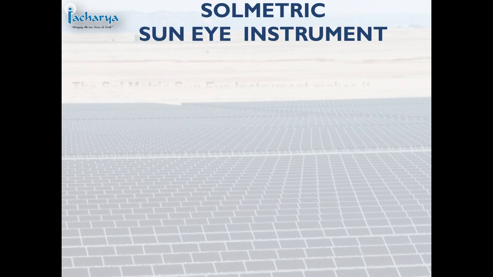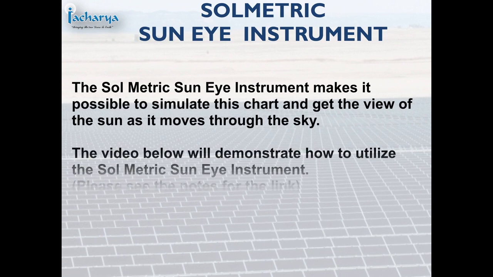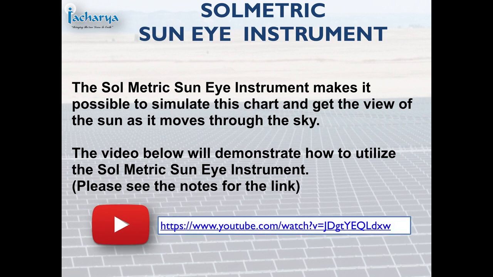Solmetric Sun Eye instrument. The Solmetric Sun Eye instrument makes it possible to simulate this chart and get the view of the sun as it moves through the sky. This video will demonstrate how to utilize the Solmetric Sun Eye instrument. Now you are able to understand how to use the Sun Eye instrument. This collected data is transferable and adaptable for universal design software such as PV System and PV Solutions.